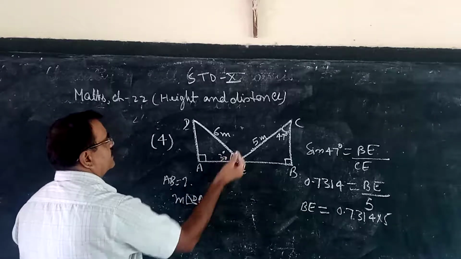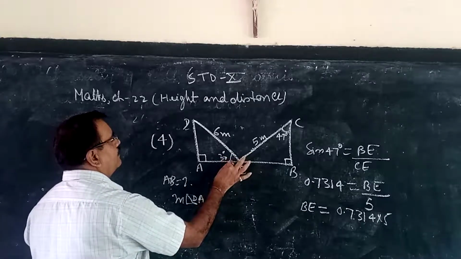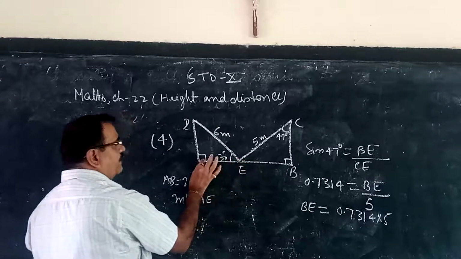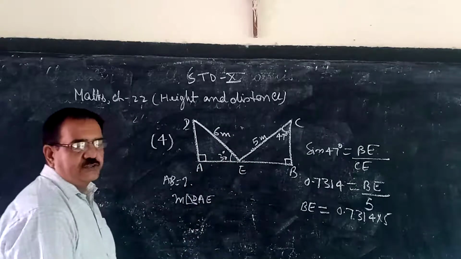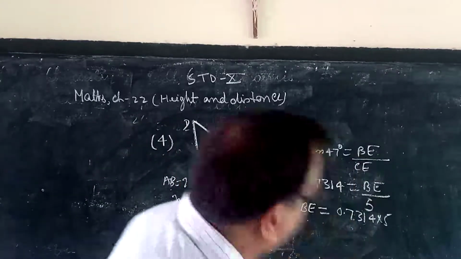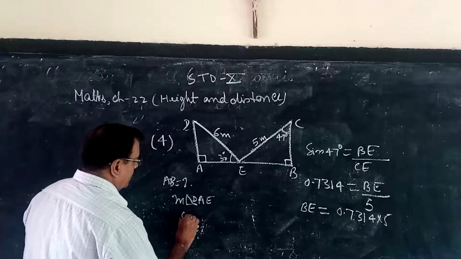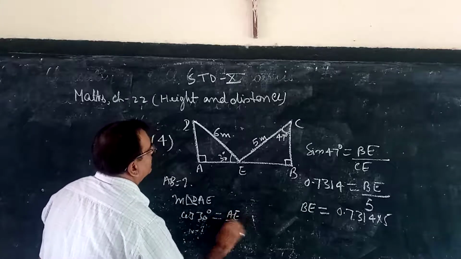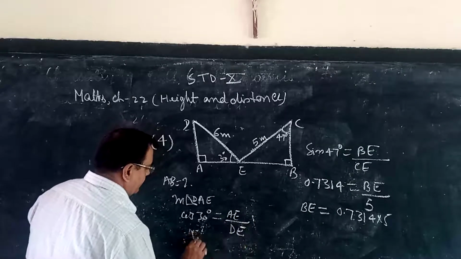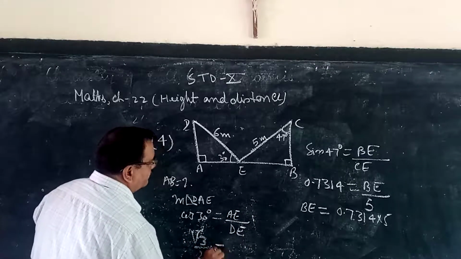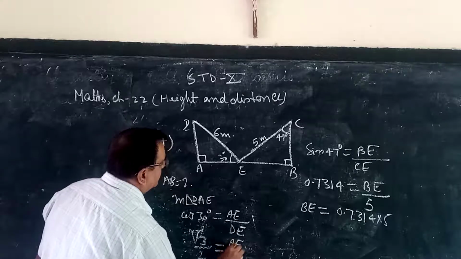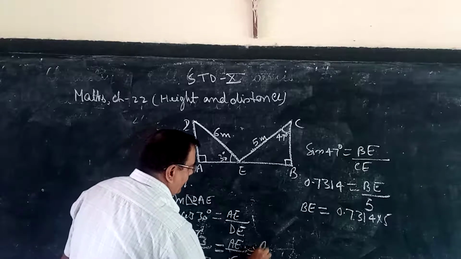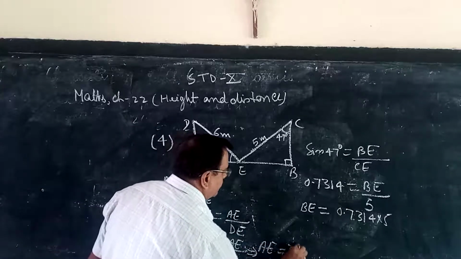Now in triangle ADE, this angle is given 30. When we take this angle, this is perpendicular, this is hypotenuse, this is base. We have to find the base. Base and hypotenuse come in which trigonometric ratio? Cos. So cos 30 degree is equal to AE by AD. Cos 30 is root 3 by 2, AE we have to find, AD is 6. So from here AE is equal to 3 root 3.